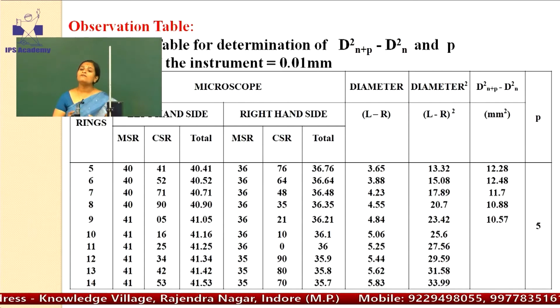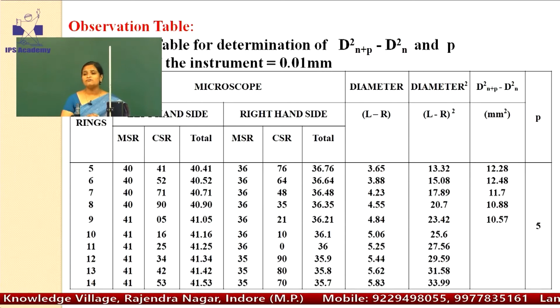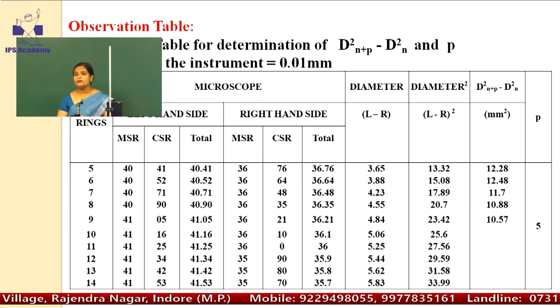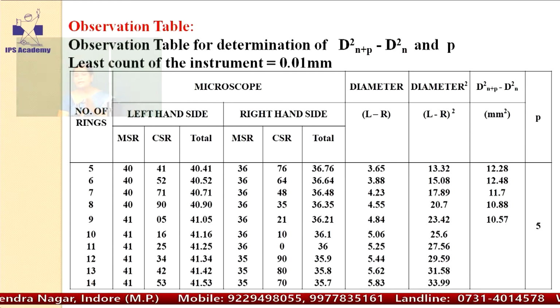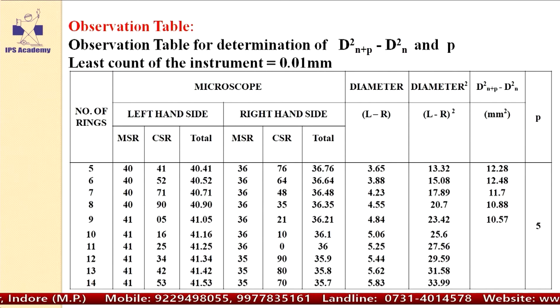In this way, we have taken the 5 values of d square n plus p minus dn square, and the average of all these readings is 11.58 millimeter square. Okay, so this average of 5 readings, which is d square n plus p minus dn square, is 11.58 millimeter square. So the main purpose of this experiment is to calculate this value.